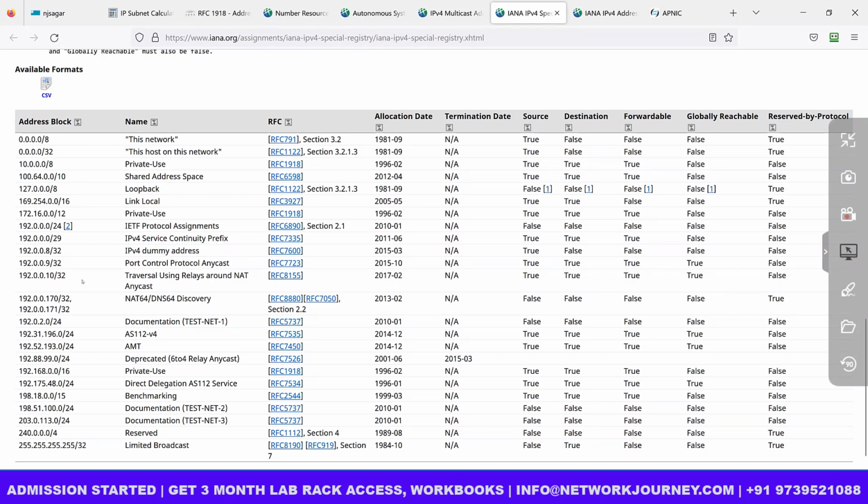Okay, so this is a clear picture of where it falls and what the exact range of it is. But they fall into that. We, as network engineers, should know that this is a non-usable IP. I should not use it.